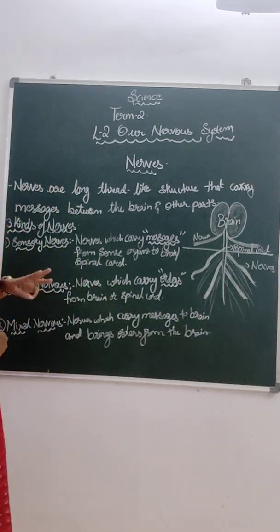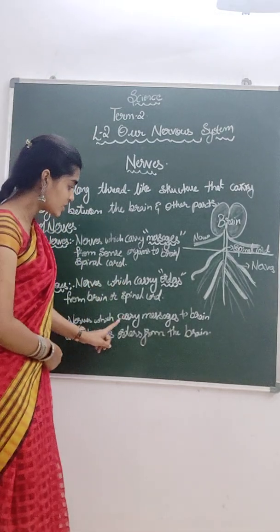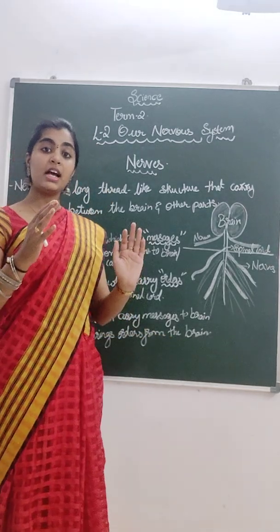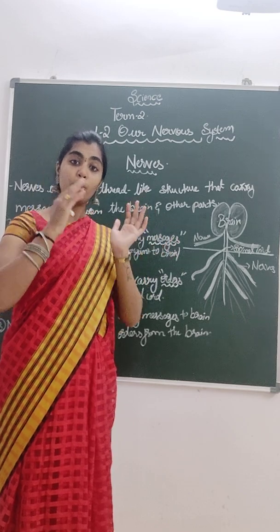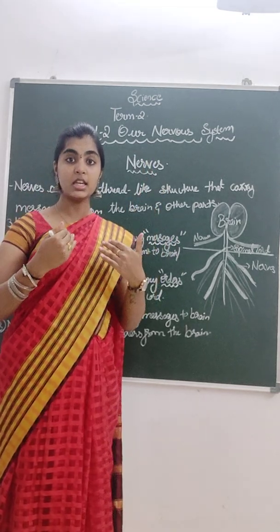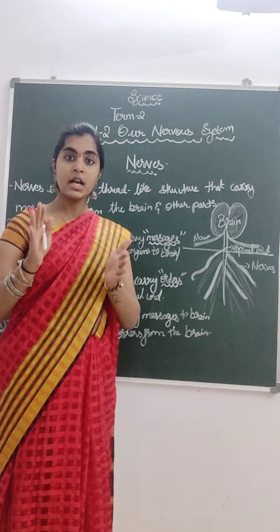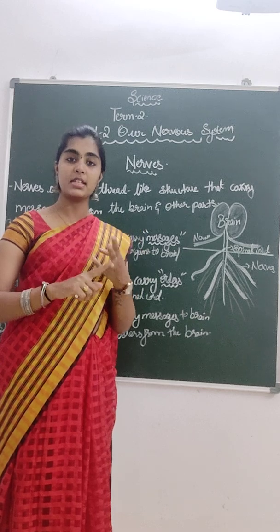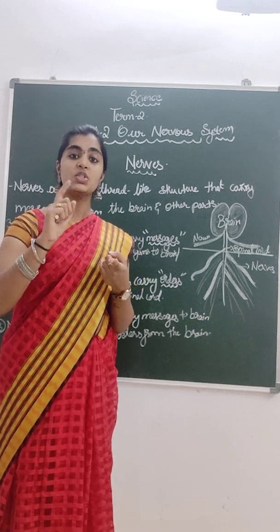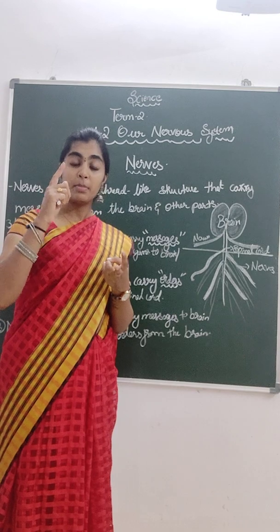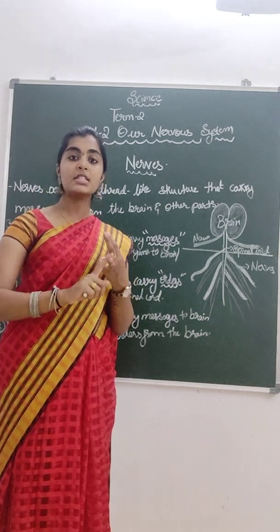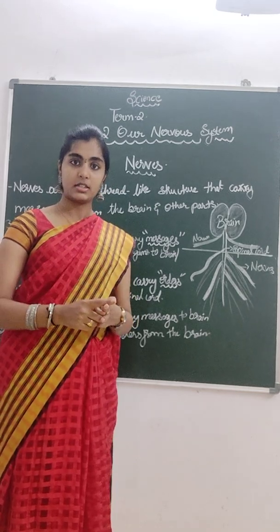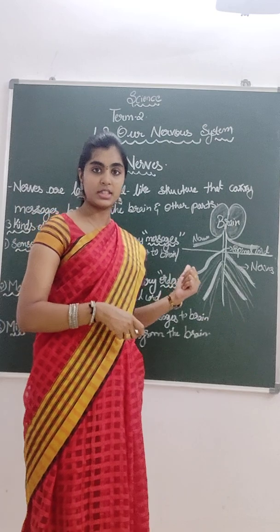Next, the third type is mixed nerves. Nerves which carry messages to the brain and bring orders from the brain. There are some nerves which carry both. They carry the message and they get the orders. Those are called mixed nerves. So we have three nerves: sensory nerve, motor nerve, mixed nerve. Sensory nerves carry messages to the brain. Motor nerves bring orders from the brain. Mixed nerves carry messages and they bring orders from the brain. I hope you all understood this.